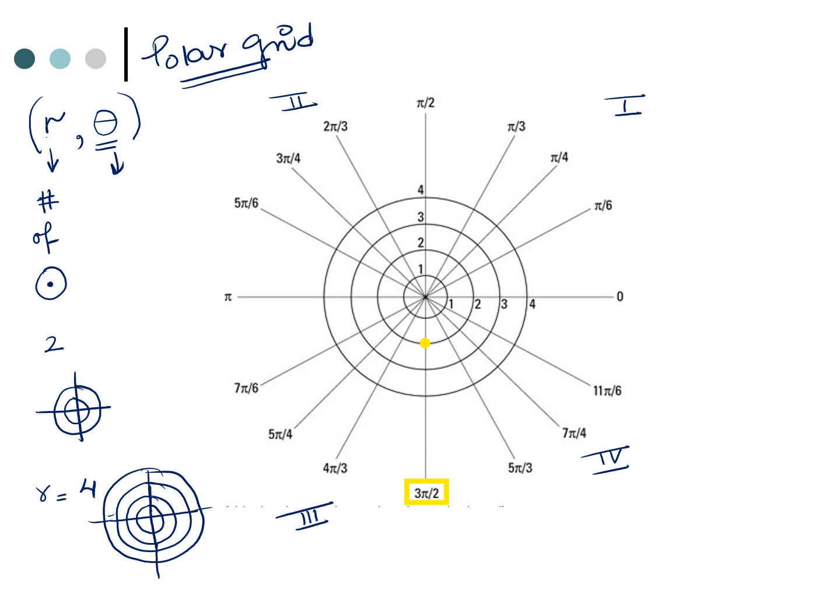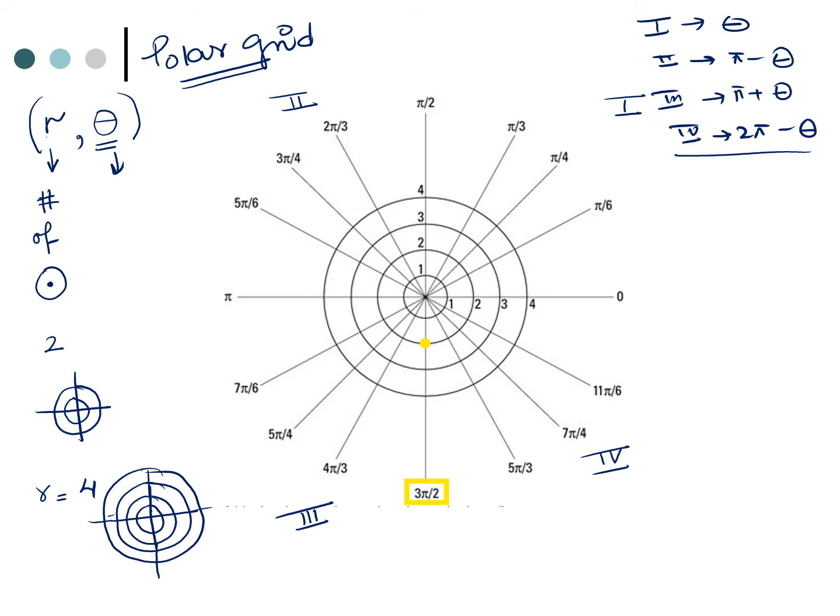we use the formula which we just said before: for the first quadrant we use theta, for the second quadrant we use pi minus theta, for the third quadrant we use pi plus theta, and for the fourth quadrant we use 2 pi minus theta. And make sure that you are writing everything in the radian form.